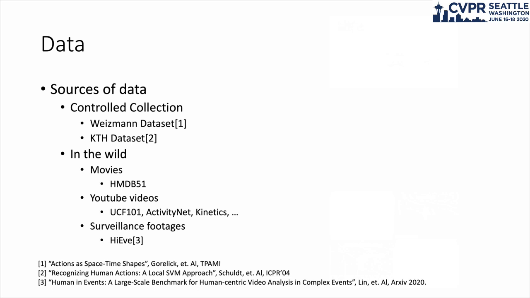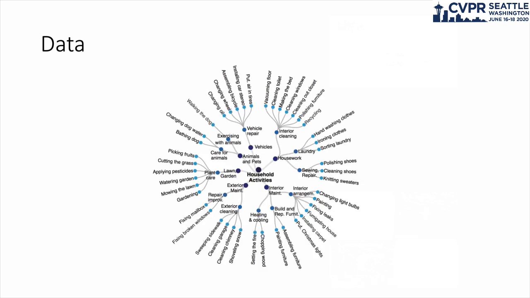Another aspect of activity understanding are the categories of activities. From this slide, we can see a brief breakdown of household activities, which are quite complex. So a good activity understanding dataset is expected to contain a lot of categories, as well as a lot of samples for each category.